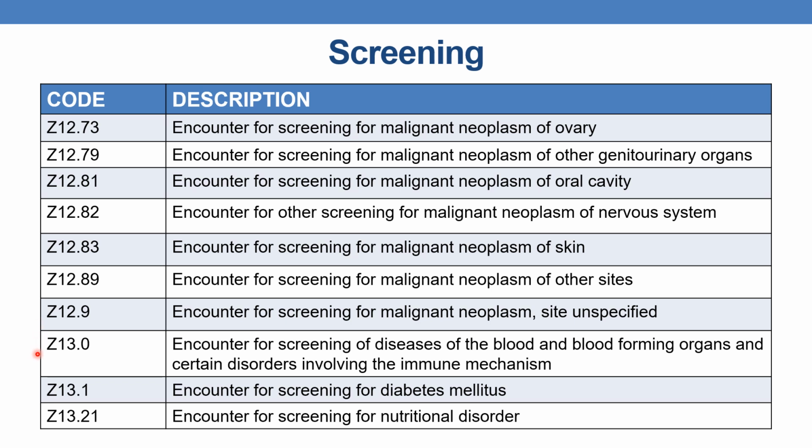And finally Z13 series. Z13 series deals with encounter for screening of other diseases. Z13.0 specifically deals with encounter for screening of diseases of blood and blood forming organs and certain disorders involving the immune system. The next is Z13.31. It deals with encounter for screening for diabetes mellitus. The next is Z13.21. It deals with encounter for screening of nutritional disorder.